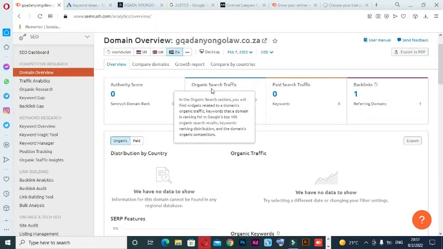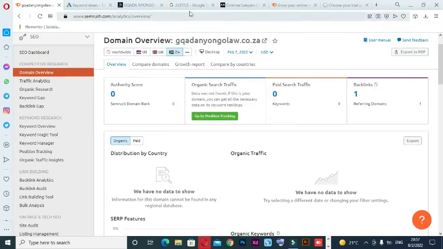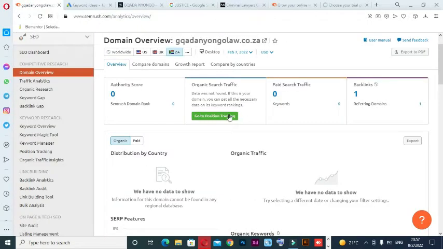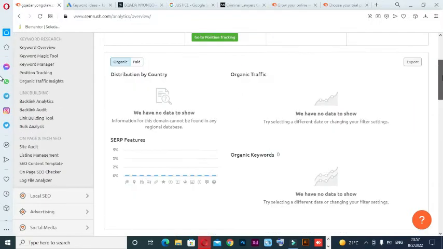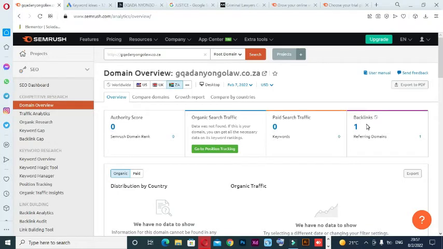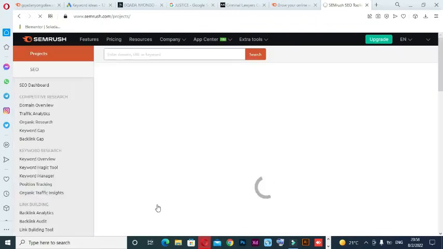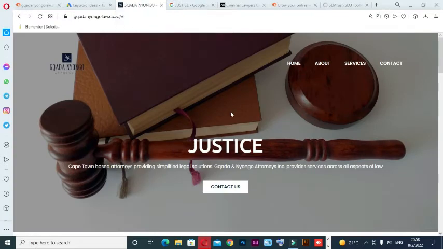So organic traffic search, which means organic traffic from search, how many visitors their website is getting from people who search on Google. It's probably 0. Paid traffic, are they using ads? No. Backlinks are the websites which refer back to your websites. They only have one backlink, and backlinks are so important. Why? Because they boost your authority, and also show Google that you are one of the top rated websites. So how to get backlinks for a lawyer is so simple.